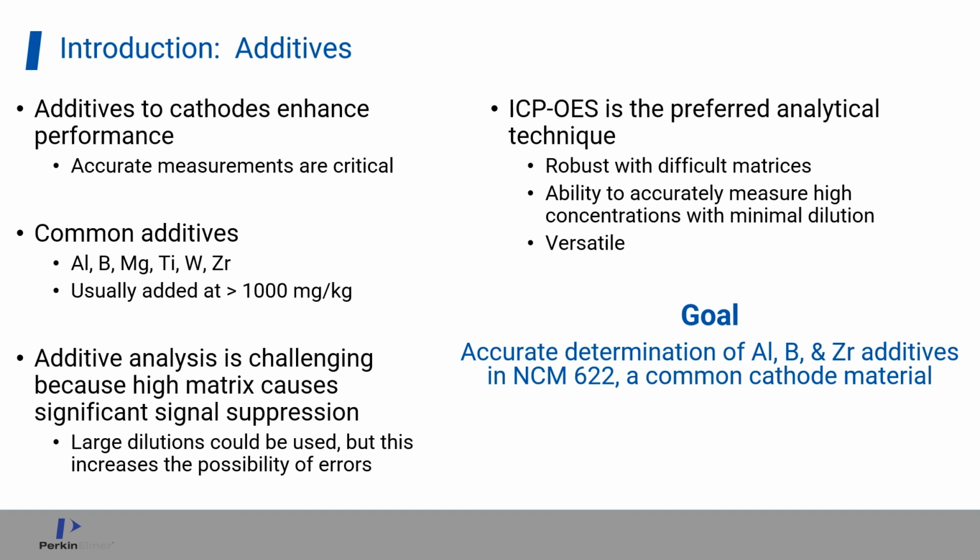To perform these analyses, ICP Optical Emission Spectroscopy, or ICP-OES, is a preferred analytical technique for a few reasons. First of all, it's a very robust technique which is able to handle high levels of dissolved solids or difficult matrices, such as these dissolved cathode materials. Also, we can measure high concentrations accurately with minimal dilution. Again, there's always going to be a little bit of dilution necessary in preparing a sample, but you want to minimize the amount of dilution. And also, ICP-OES is versatile, as we'll see. So the goal of this work is the accurate determination of aluminum, boron, and zirconium additives in NCM622, which is a common cathode material.